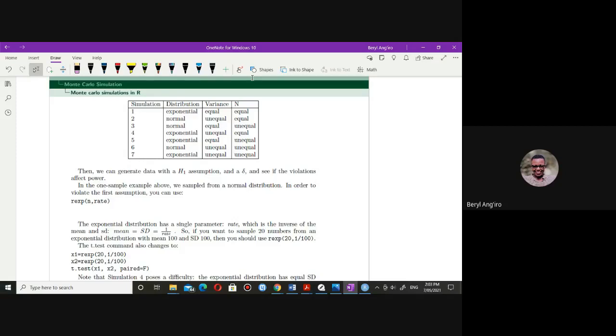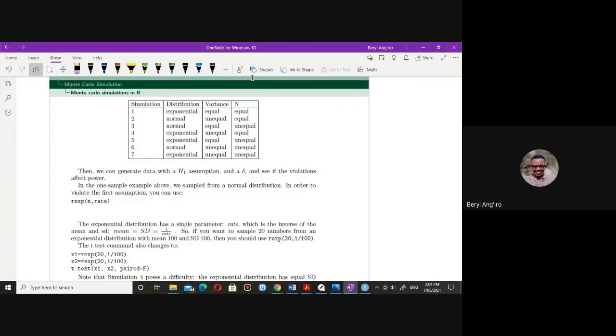Then we can generate data with the H1 assumption, the alternative hypothesis, and the sigma to see if the violations affect the power of the test.